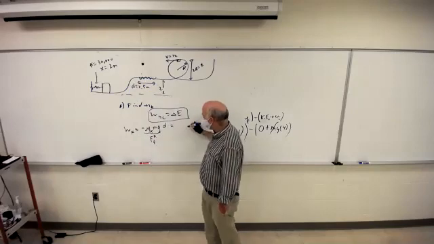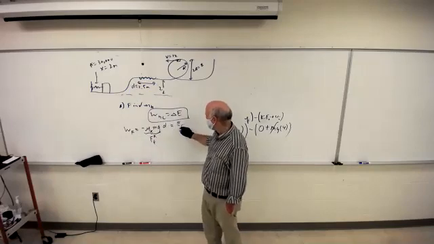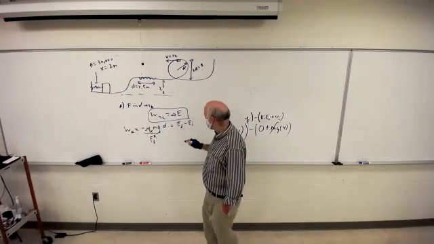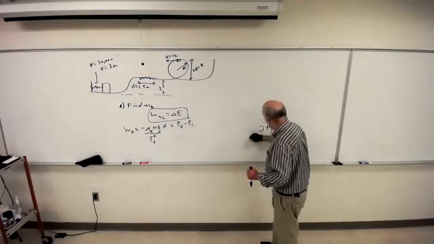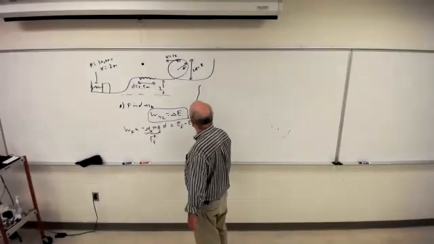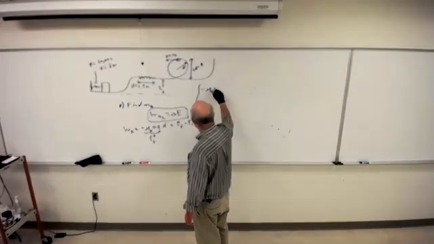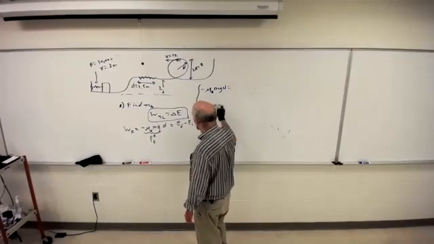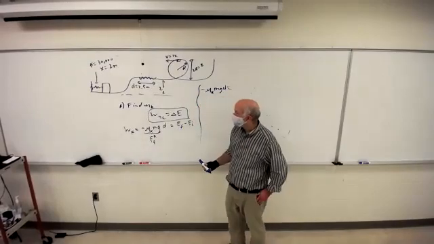That has to equal your E final minus the initial. Okay. So what do you have? Minus mu sub k mgd equals, what's your final energy?